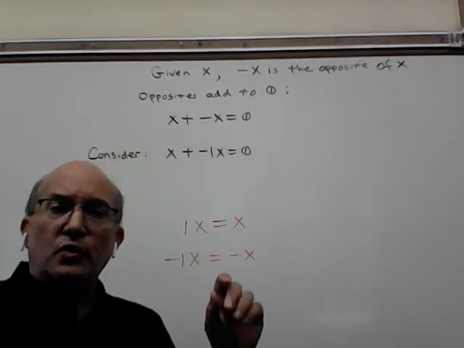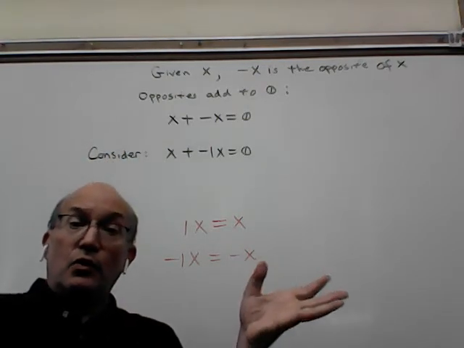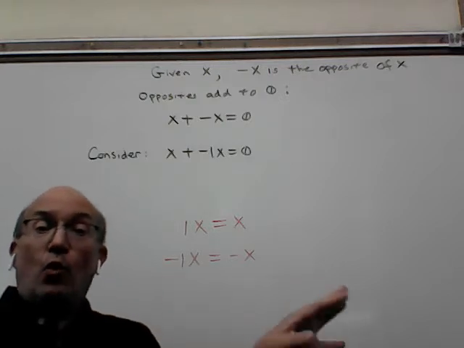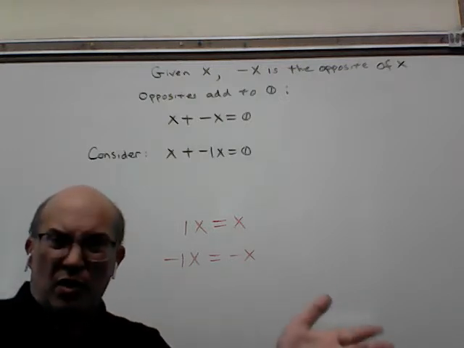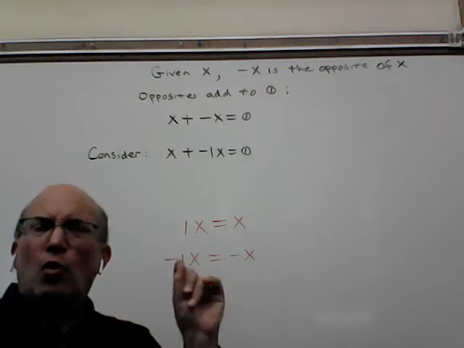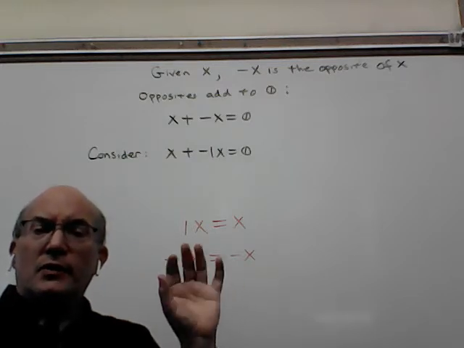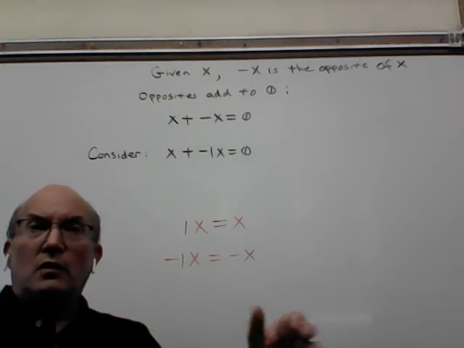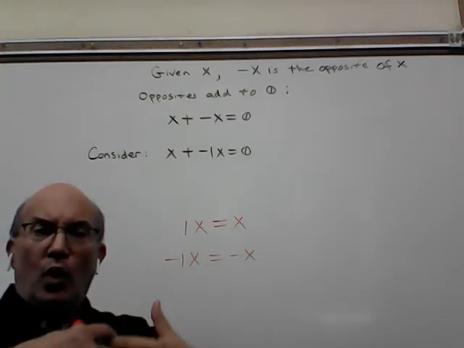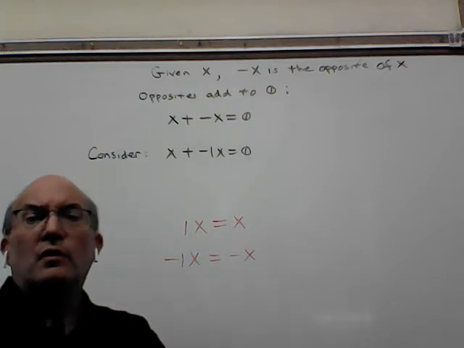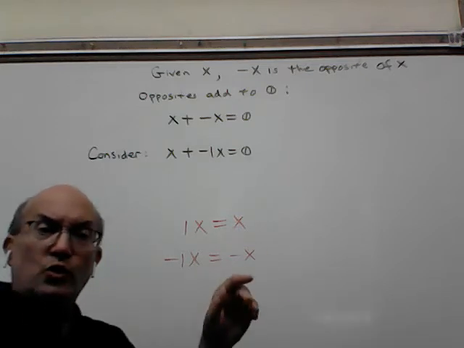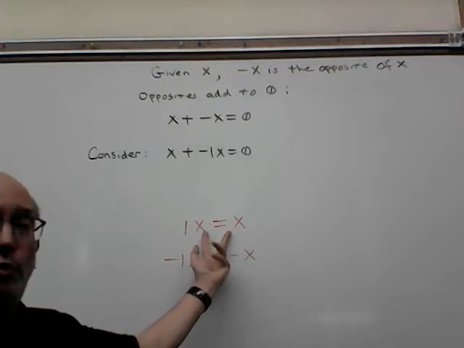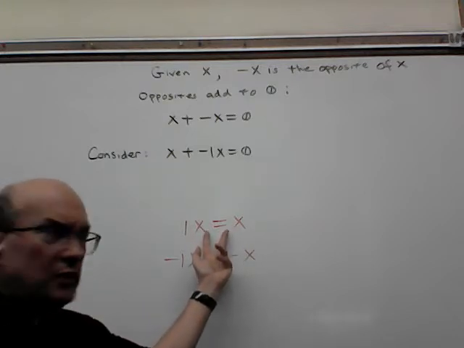There is something that is true in mathematics that you learned no later than 3rd grade. When you multiply a number by 1, you get the number. The number 1 is therefore called the identity for multiplication. When you multiply a number by 1, you get the identical number back as your product. So 1x equals x.